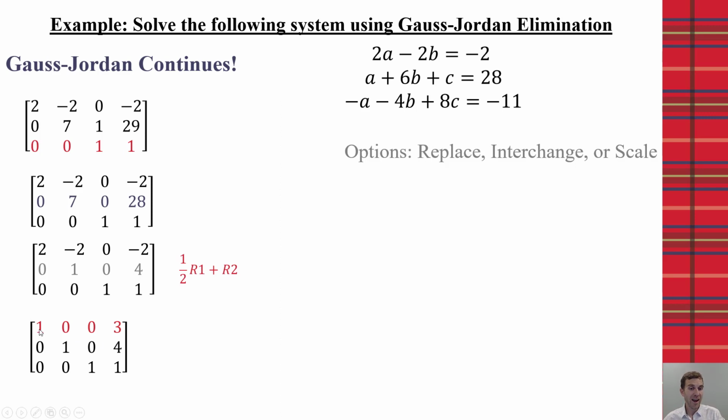By doing that, I end up in reduced row echelon form, which again shows me that a is 3, b is 4, and c is 1, which is exactly what I got when using the Gaussian elimination method as well.